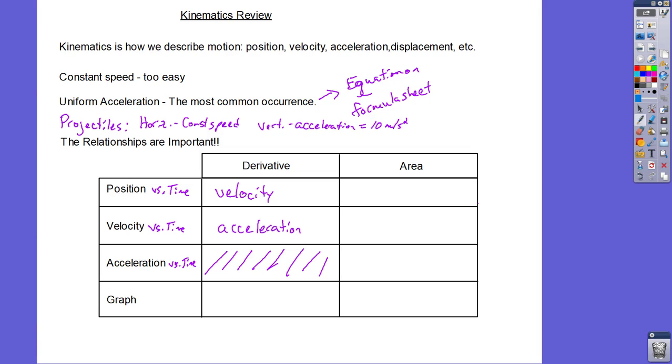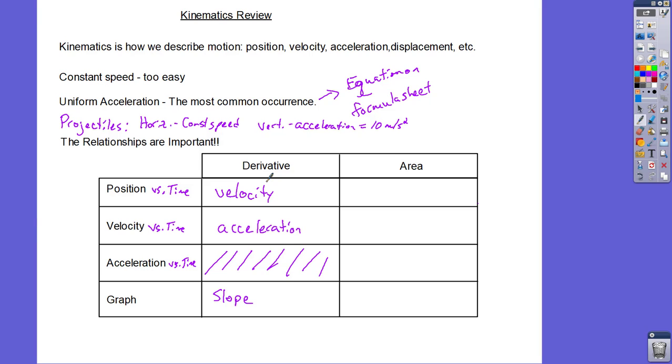Now the other thing that we can do is look at area under the graph. Well actually, in terms of graph, remember a derivative is equal to the slope. So the slope of a position versus time graph tells you velocity. Slope of a velocity versus time graph equals acceleration. Or you may be given a function in terms of t, and you may use your calculus skills to find the derivative.